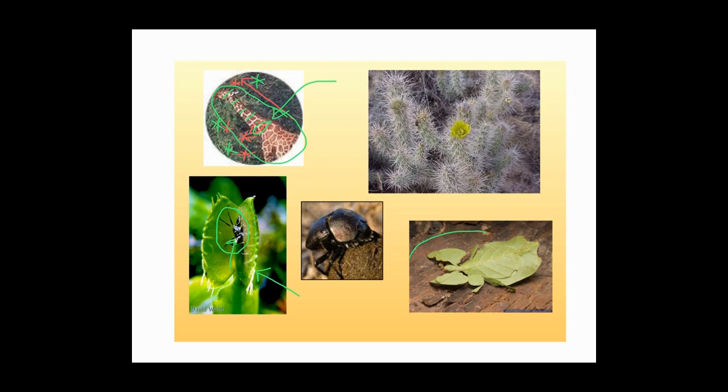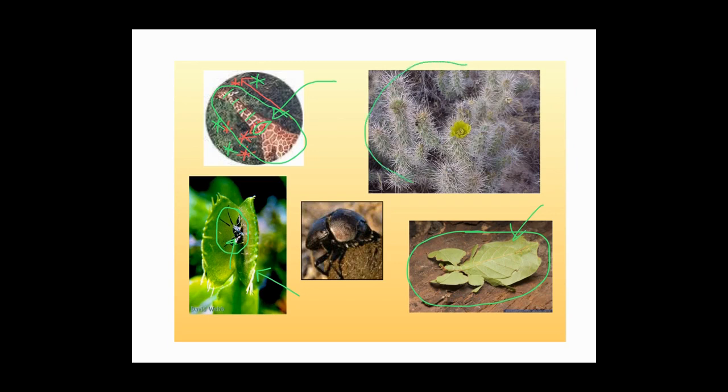This guy's adaptation is, I think, pretty obvious. That is not a leaf. That is a walking leaf bug. So that is actually an insect that looks almost exactly like a leaf. How's that advantageous? Well, obviously, if you're a bird, birds don't eat leaves. So a bird probably will look right over that guy and not try to eat it.